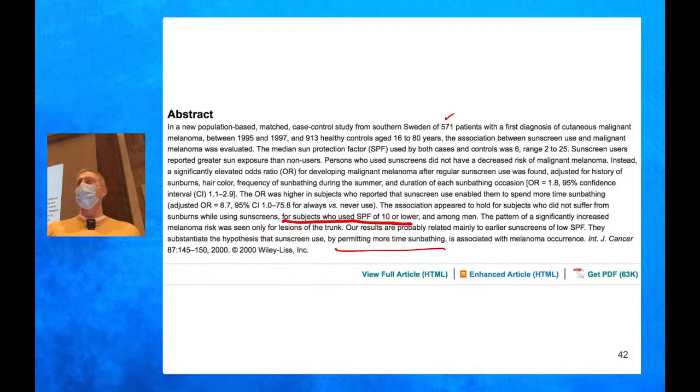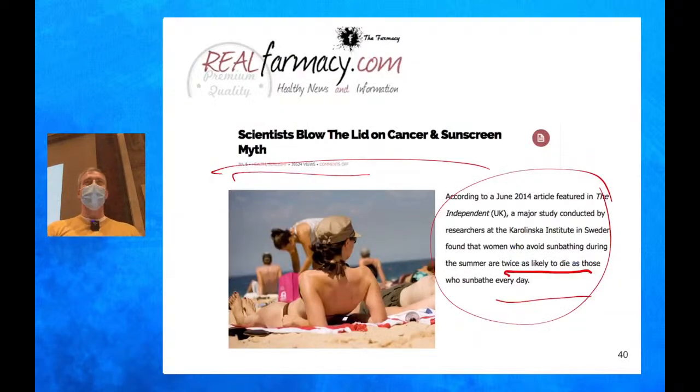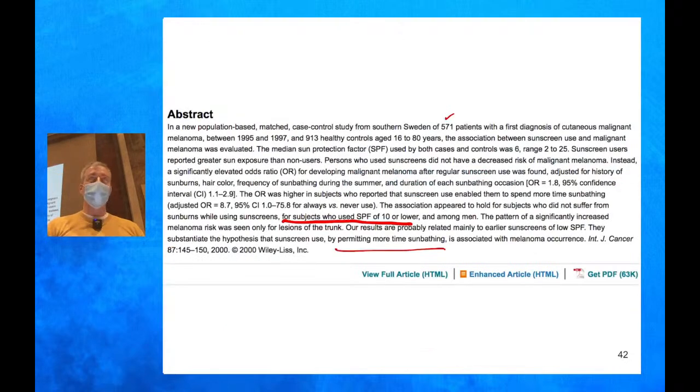And it wasn't the sunscreen that caused their cancer, which is what this article is trying to say. It's trying to suggest, oh, don't use sunscreen, it causes cancer. That's not what this study shows. It's that people behaved in a different way when they were wearing it.